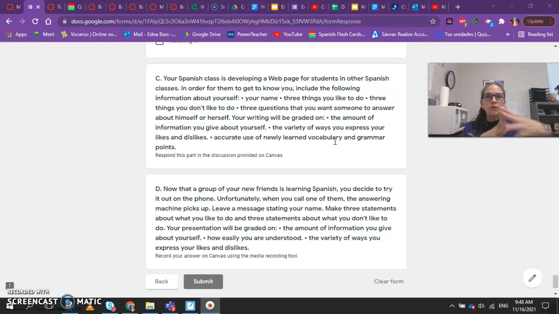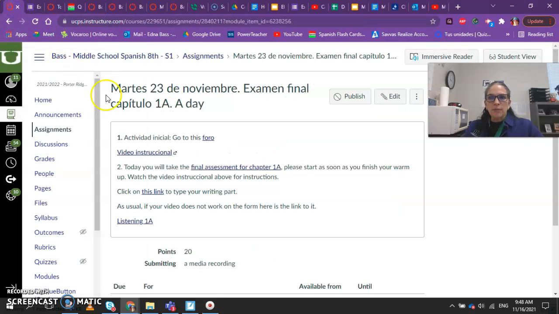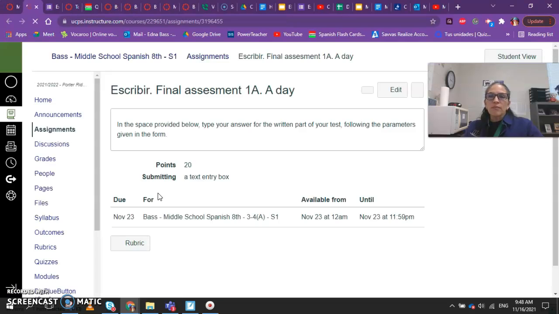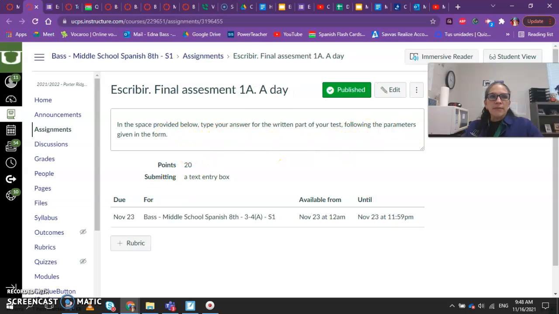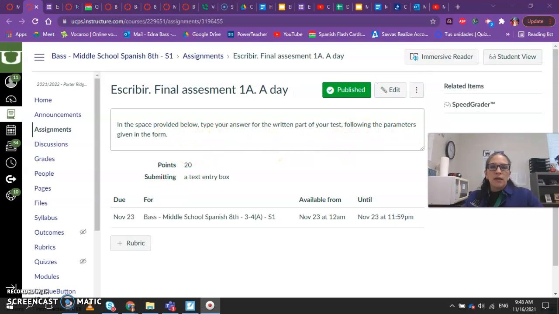You are going to respond this part in the discussion provided on Canvas. So you go back to the plan, and then it says, click on this link to type your writing part. So you go right here. It's not a discussion, it's an assignment. And then you just type it right here. There's a text entry box.